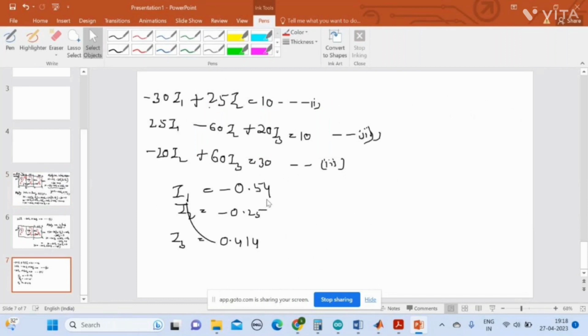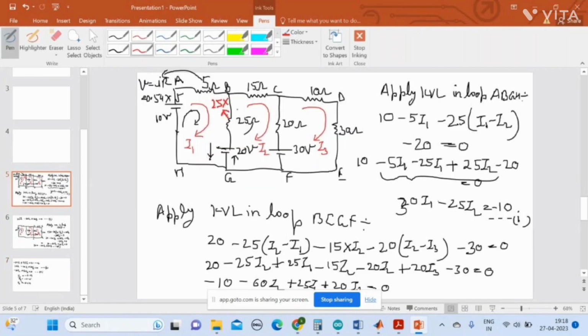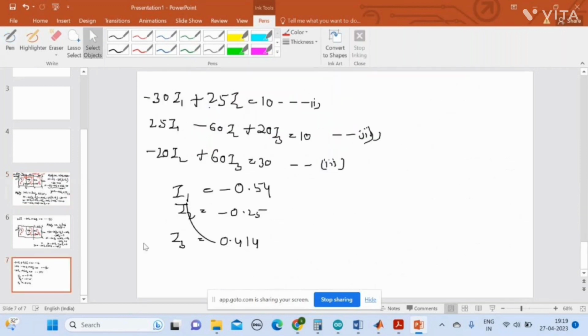If you have to calculate the potential drop across 15 ohm, it is 15 into the current I2, and I2 is 0.25. So 15 into 0.25. If you have to calculate the potential drop across 10 ohm, it is 10 into the current across 10 ohm, which is I3, and I3 is 0.414. So 10 into 0.414, and the potential drop across 30 ohm is 30 into 0.414.